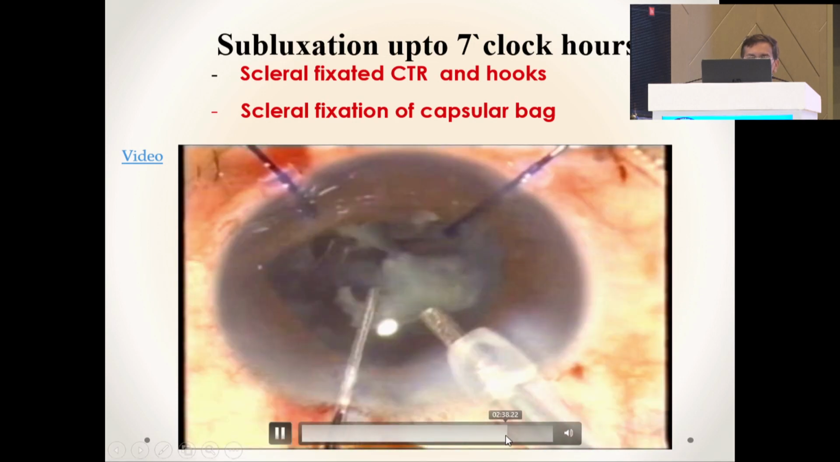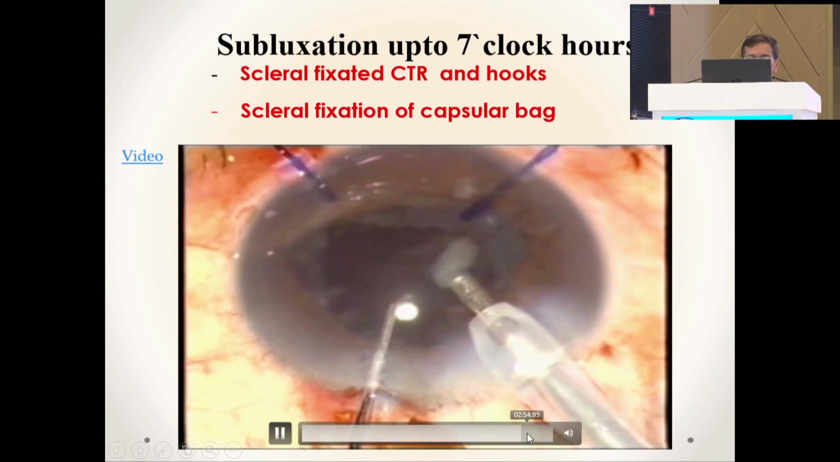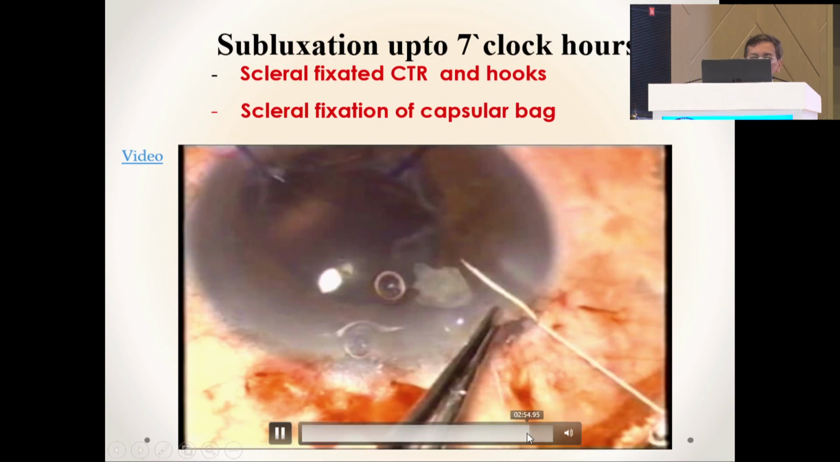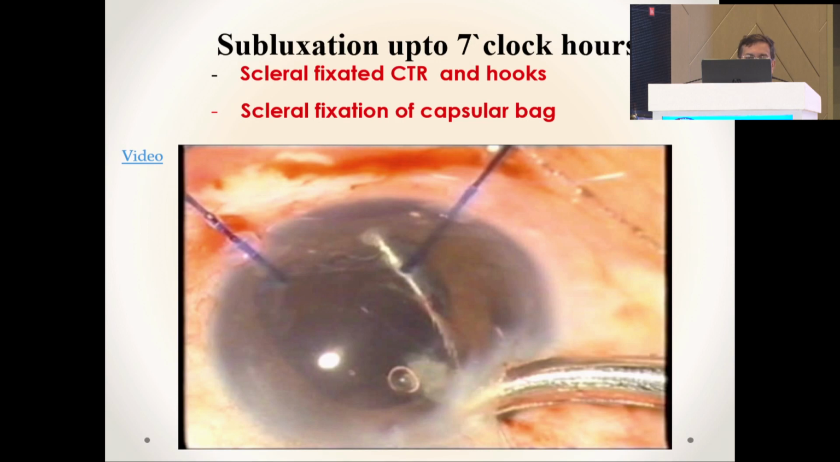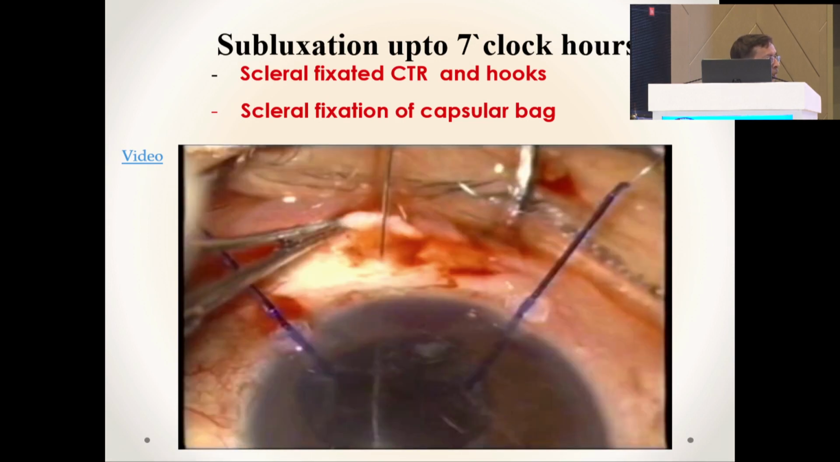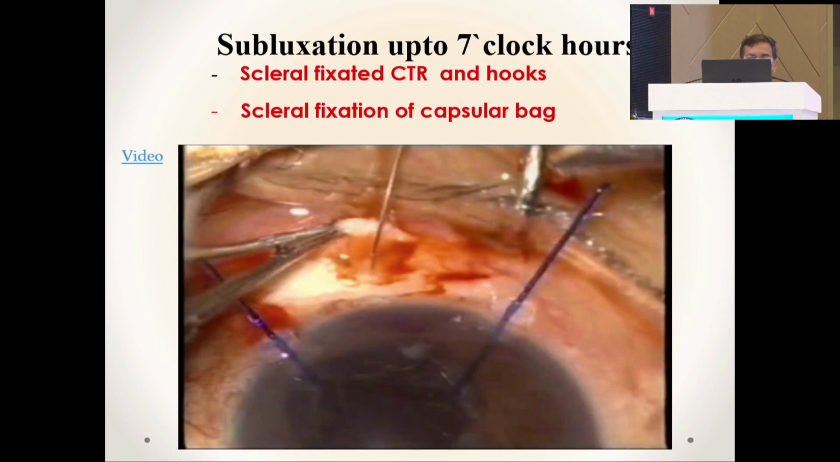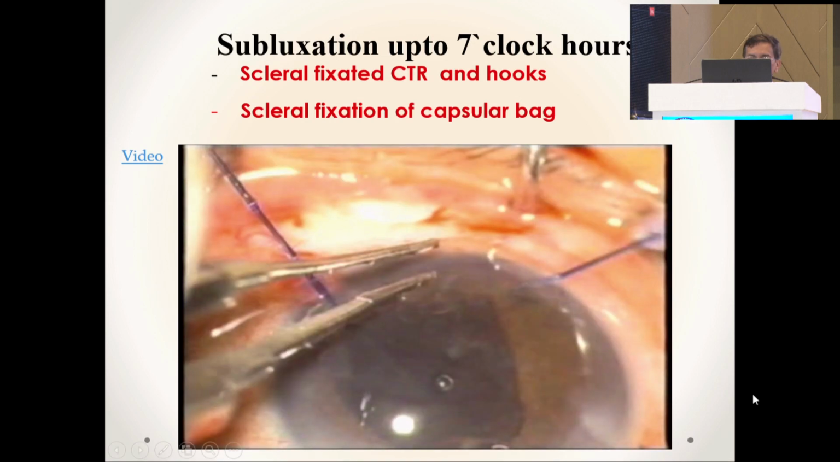And later on, you can suture this CTR and put the intraocular lens. Suture the CTR, making the scleral flap, and remove the hook.